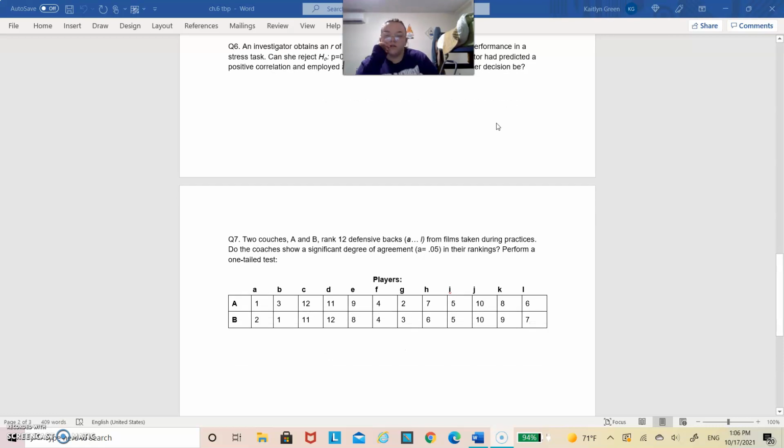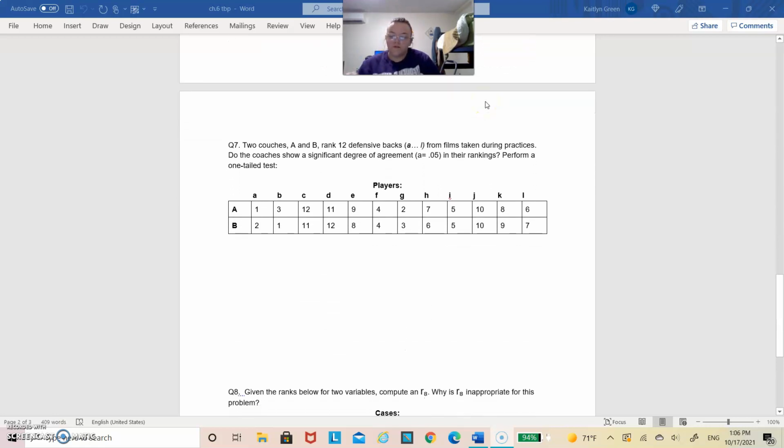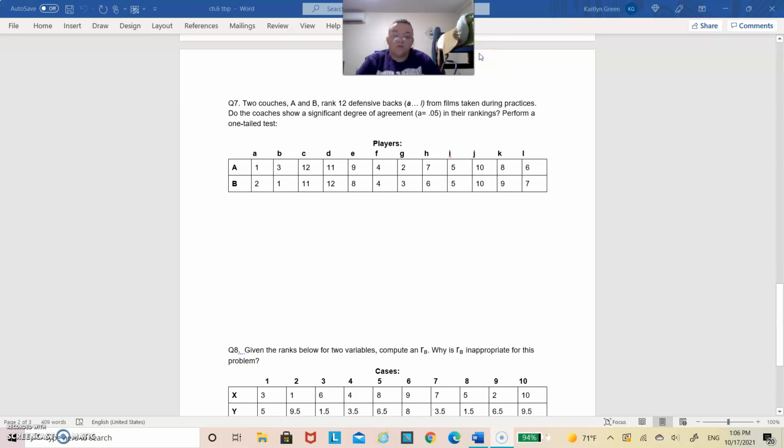We're going to move on to question 7. So I found these questions to be a bit easier using the Spearman rho equation, so we'll probably fly through these a little bit faster. Two coaches, A and B, ranked 12 defensive backs from films taken from practice. Do the coaches show a significant degree of agreement, 0.05 for alpha, in their rankings? And it tells us to perform a one-tailed test.